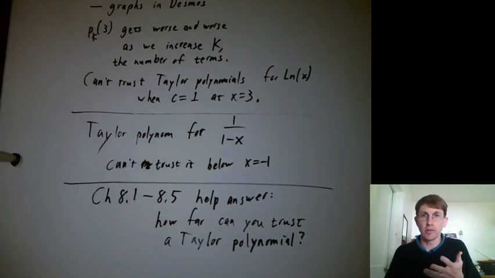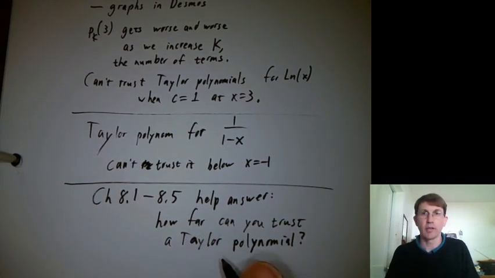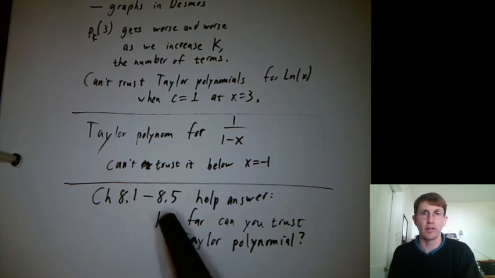They also answer some other questions that are important in different fields of math, but this is our big motivating question. Taylor polynomials seem so helpful because you just get a nice polynomial approximation to any yucky function, but apparently you have to be careful about how far you can trust it. So on to chapter 8.1.